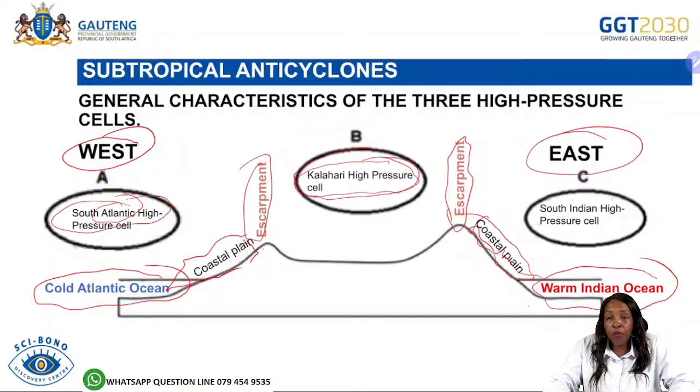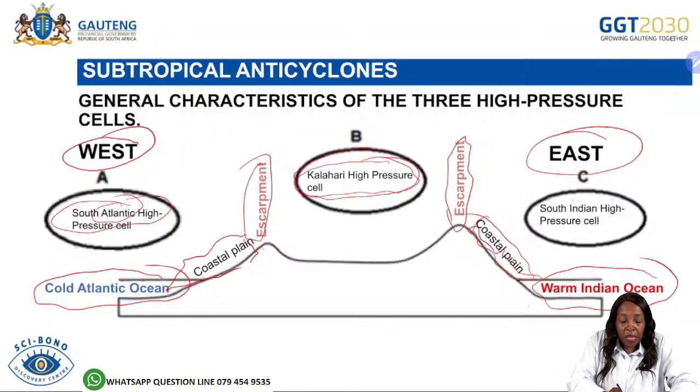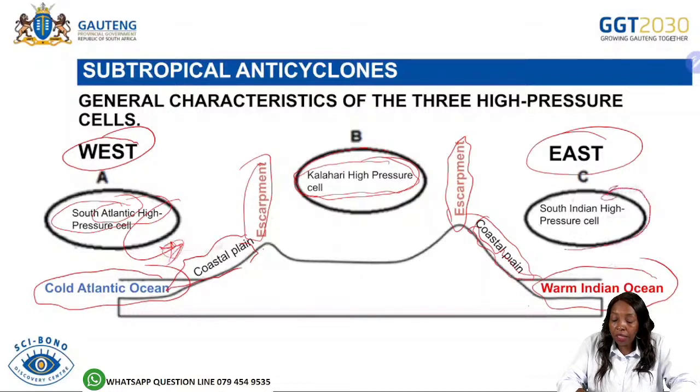Okay, so the influence of the 3 high pressure cells would still be as explained in terms of this. It would bring in the cold and dry air conditions over the west coast of the country because of this anti-clockwise circulation. And here we are looking at the South Indian high pressure cell, which also indicates that anti-clockwise direction, which would bring in the moist, warm conditions over the east coast.